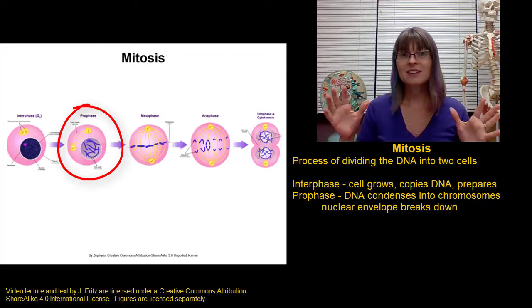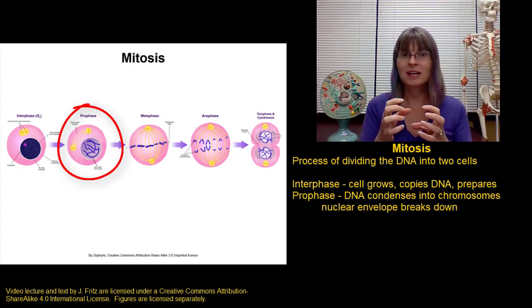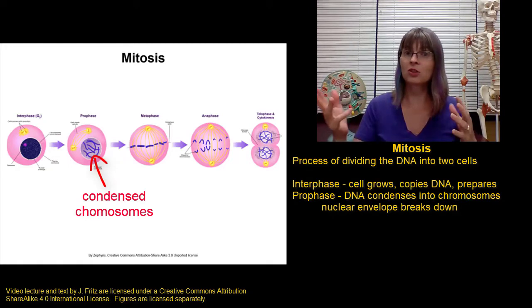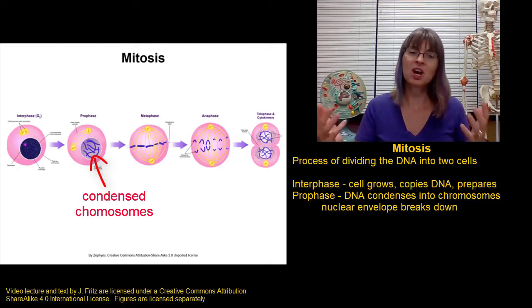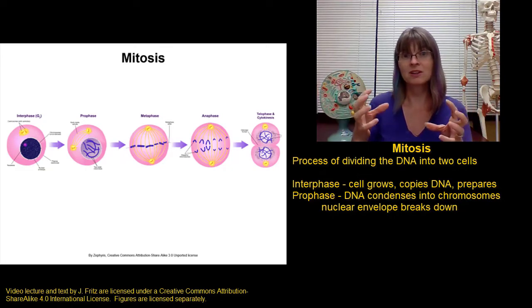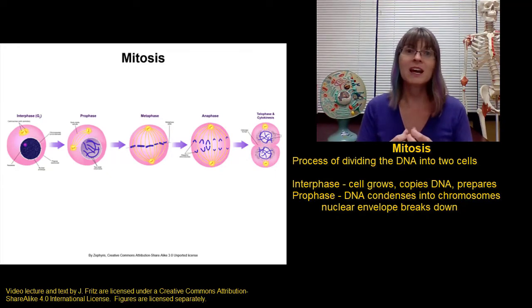During prophase, the DNA condenses down into really compact chromosomes. Usually it's long thread-like chromatin, but that's really hard to work with when you're trying to separate the DNA into two different cells. So it contracts down and wraps up very tightly, coils into the chromosomes, the condensed chromosomes. And that's what we can see in prophase.